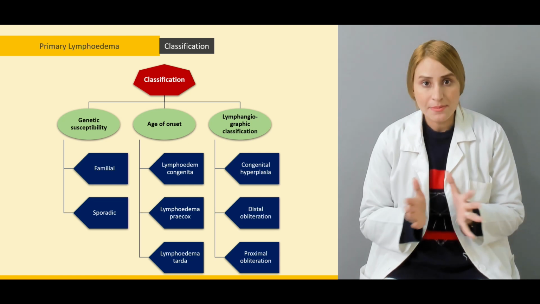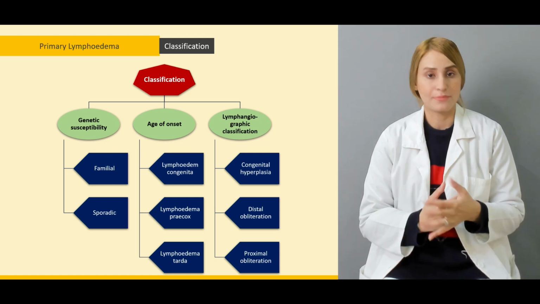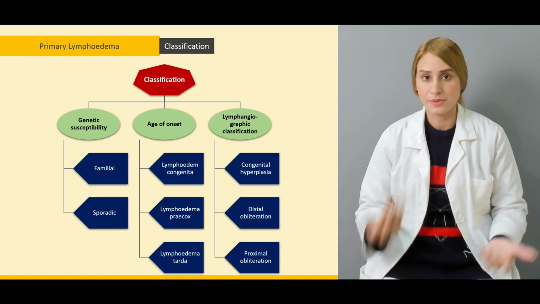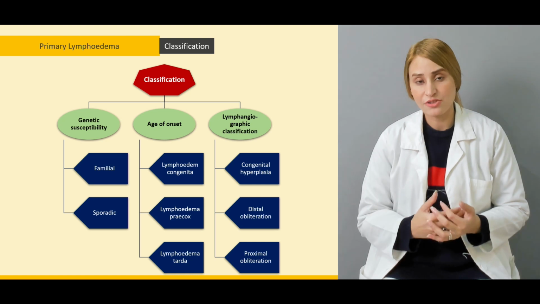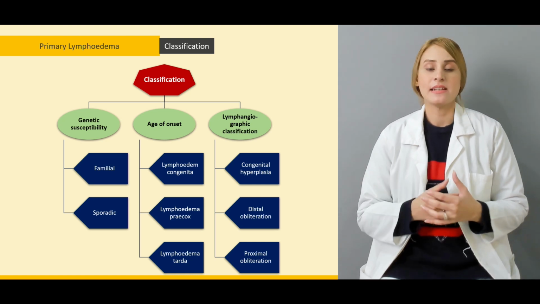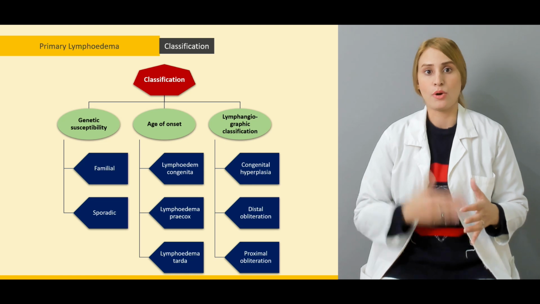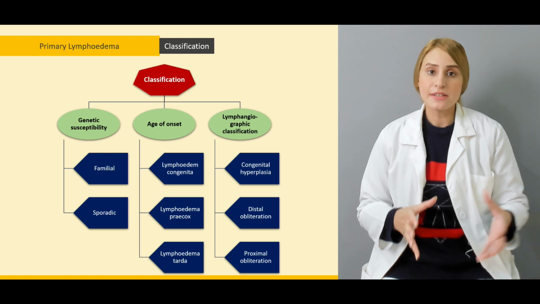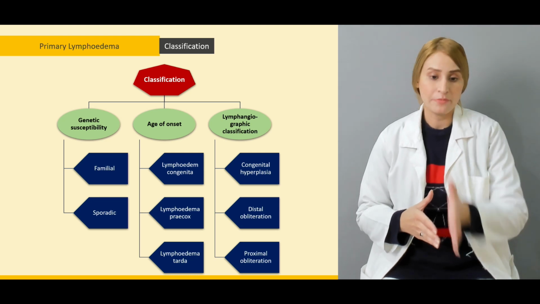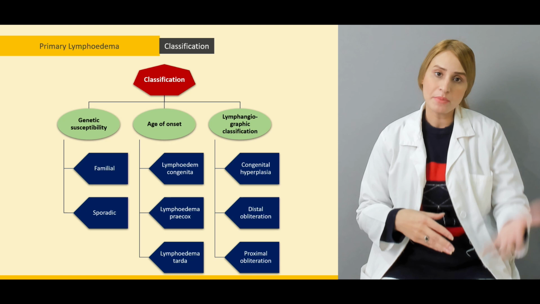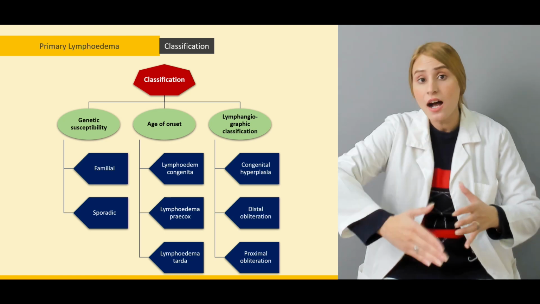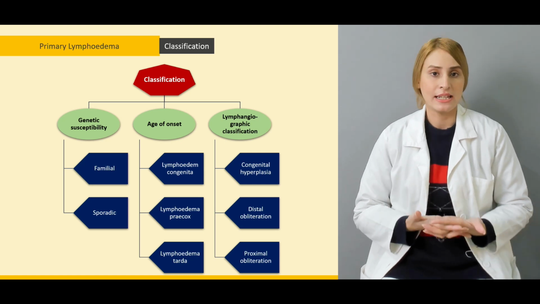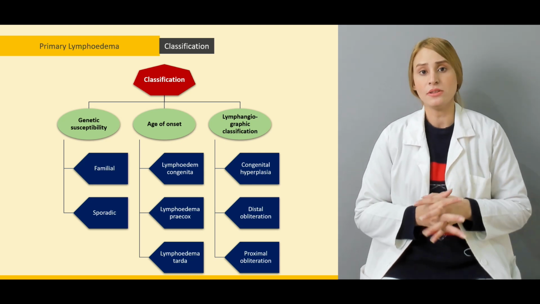The age of onset is very important. One is congenita, in which the patient usually reports with bilateral swollen lower limbs, with onset usually after birth or before 2 years of age, and it's more common in males. There's another condition, lymphedema praecox, which is more common in females, almost 3 times more common in females as compared to males, and it's usually unilateral, not bilateral.